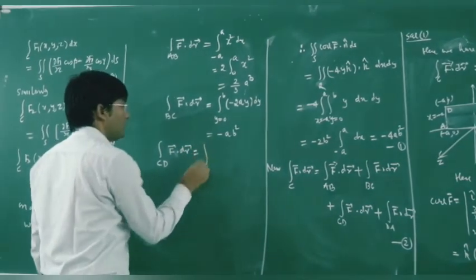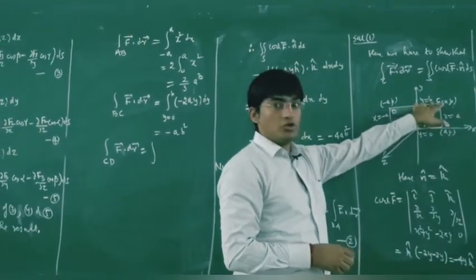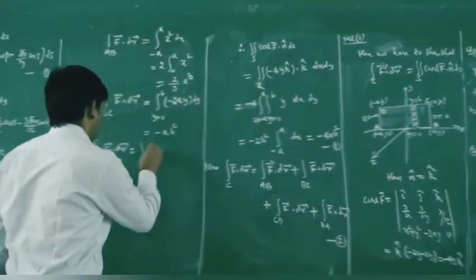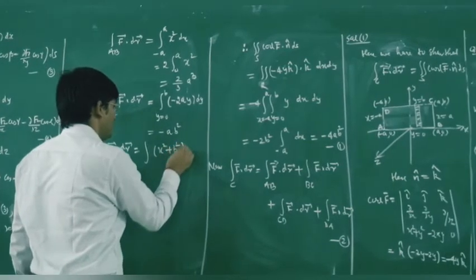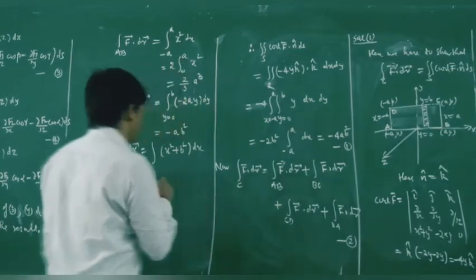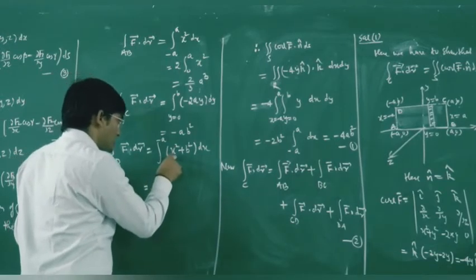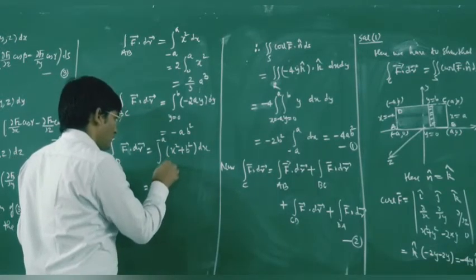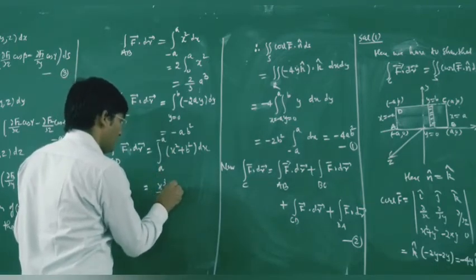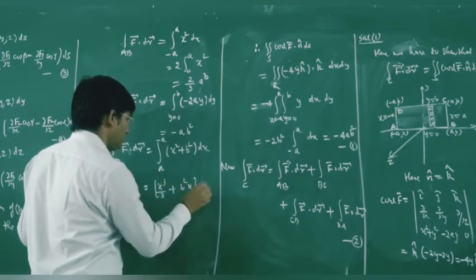This third line integral will be, now for this third line integral we have y equal to b, so your dy will be 0. As our dy is 0, this will be x square plus y square, y is b, into dx. And again for this third line we have the value of x from a to minus a. Now the integration of x square will be x cube upon 3, so we can write it as x cube upon 3 plus b square into x, with the limits from a to minus a.